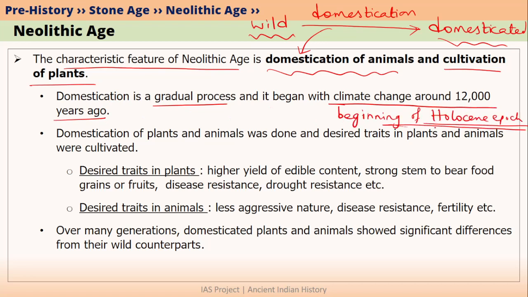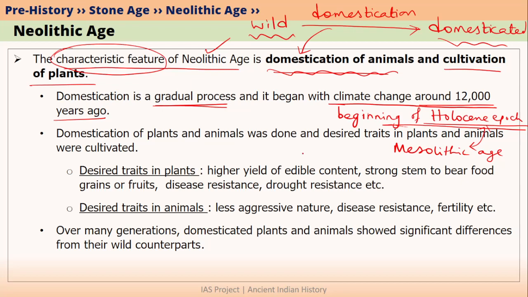In history terminology, beginning of Holocene epoch is nothing but beginning of Mesolithic age, because both happened around 12,000 years ago. But we have seen here that domestication is a gradual process and it takes hundreds and thousands of years. Therefore, domestication of animals and plants is basically considered as a characteristic feature of Neolithic age. Although domestication began roughly around 12,000 years ago, that is during the start of Mesolithic period, it was only truly developed during Neolithic age. Now the real question is, why did the Neolithic people do domestication of animals and plants?